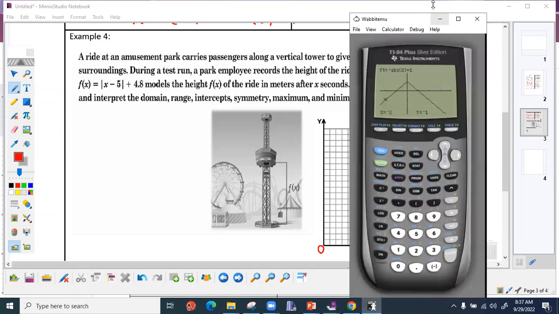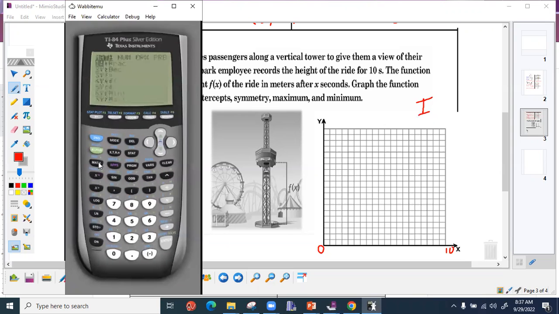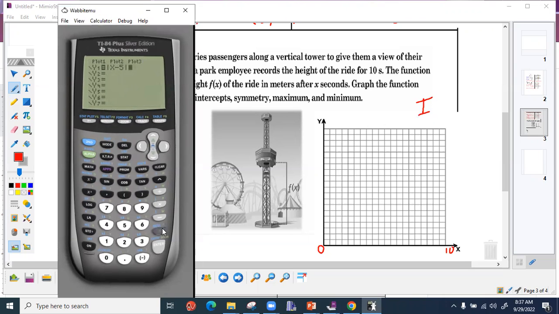I'm going to go to the calculator. We're going to go back to our y equals, and this time we're graphing absolute value of x minus 5. So math number 1, x minus 5. And then we're going to arrow out because we're done on the inside. And then it says plus 4.8. So plus 4 and 8 tenths. Okay. I'm going to graph, but remember that my graph is set into weird things already because I was already graphing something. That's okay.